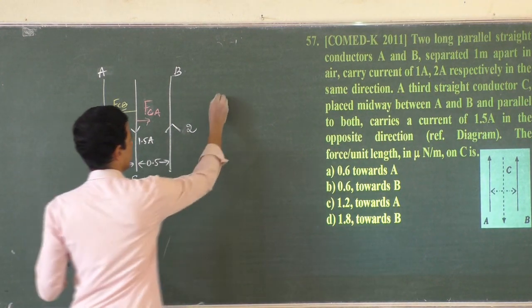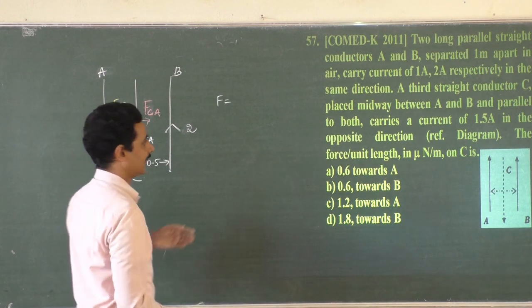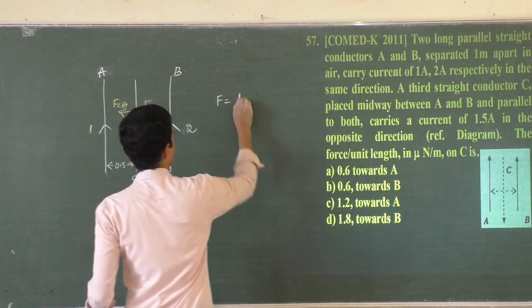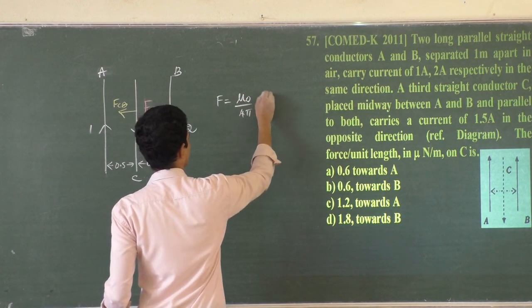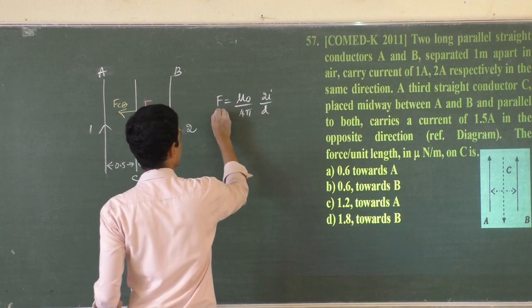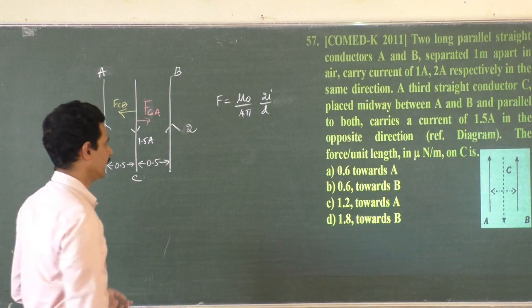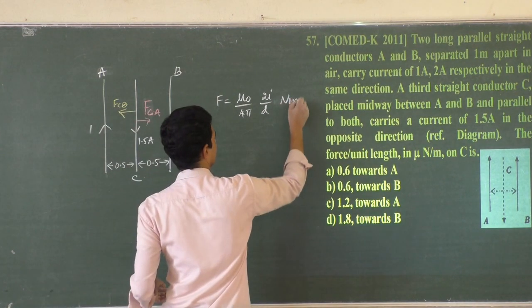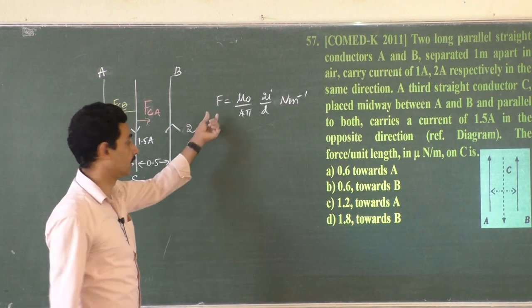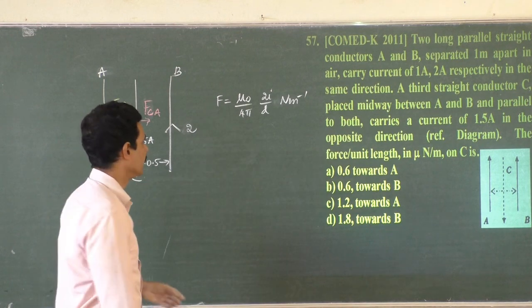Okay. Force between any two straight parallel conductors, and they are asking you force per unit length. So mu naught by 4 pi 2I by d. And if it has to be the full force, you have to multiply by length. But here it is force per unit length, Newton per meter. It's a unit. Even though I write F, it is force per unit length.